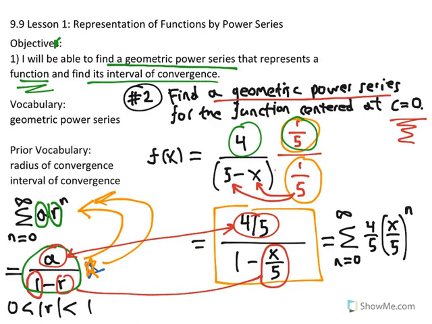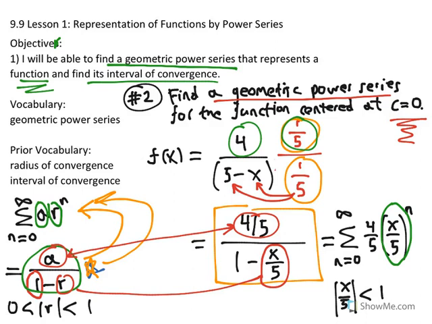So this is the geometric power series that would represent the function f on its interval of convergence. And what is the interval of convergence for this geometric power series? What do you look at? You look at the absolute value of the common ratio, and you want to make sure that that absolute value of the common ratio is less than 1.